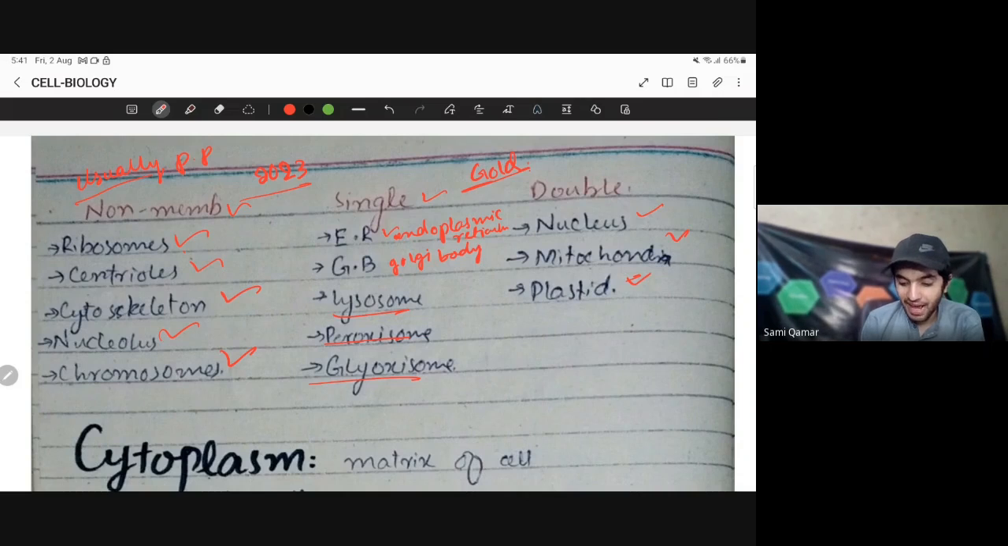This is just as it is written in the 2023 IMAT paper. They didn't write chloroplast, they wrote plastids. So plastid, nucleus, and mitochondria are all double membrane. You have to memorize them. They're easy things, not hard things.